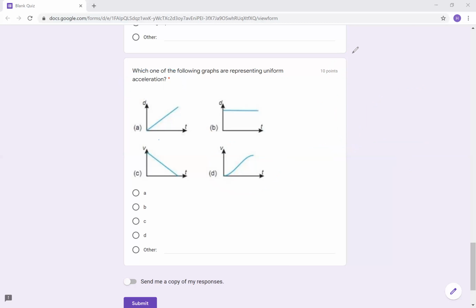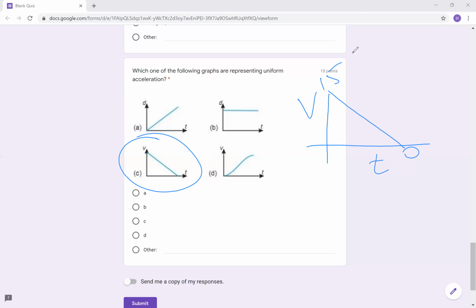So the only graph which is left right now is C. Now how can we say that it is uniform acceleration? The definition of acceleration says that it is the rate of change of velocity, and the velocity is changing. Let's say it is 15 over here and 0 over here, the velocity is changing, but throughout it is changing constantly. And that is why we are choosing this graph, because the velocity is on the y-axis and the time is on the x-axis.